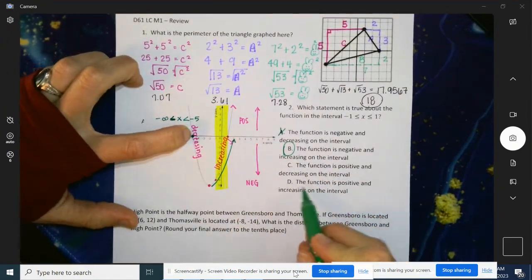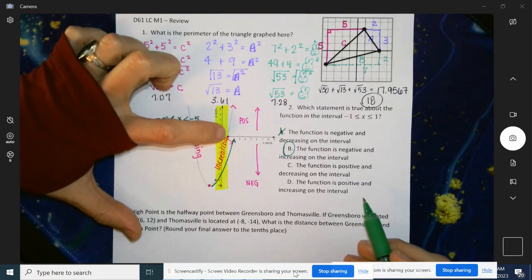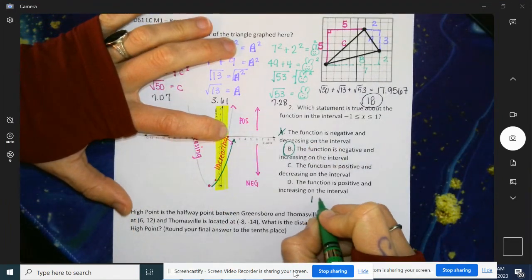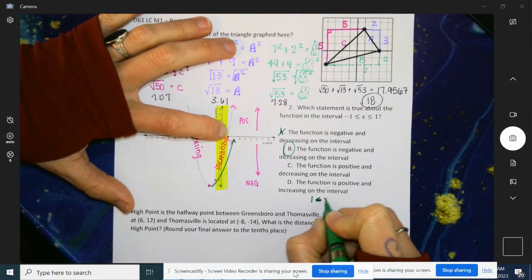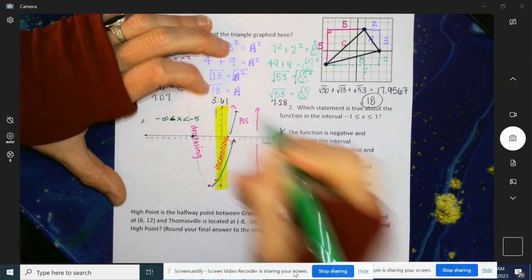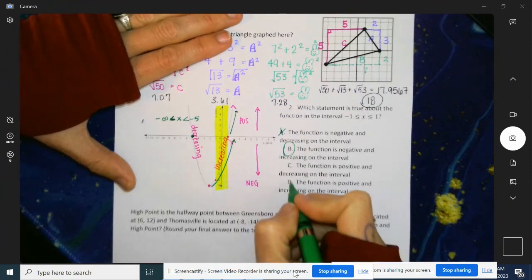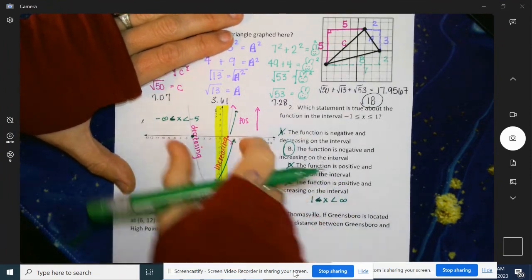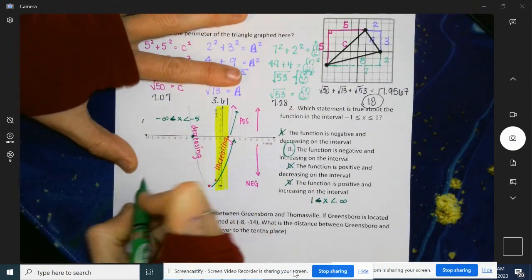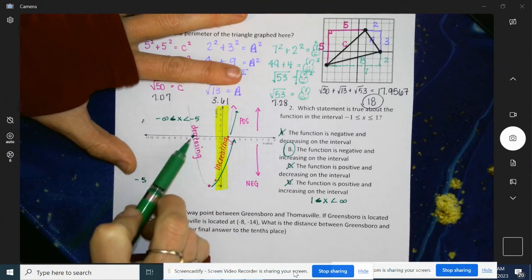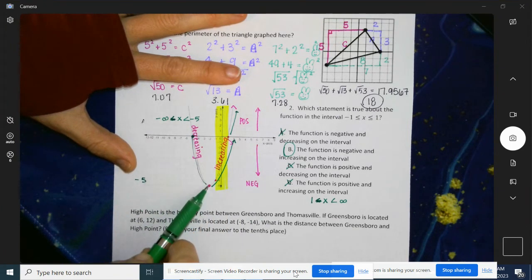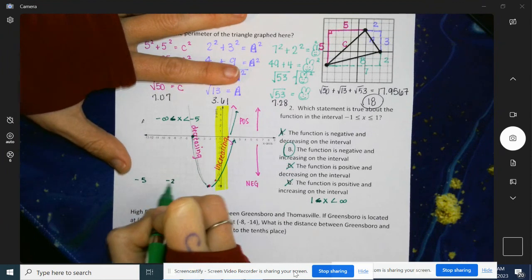Positive and decreasing. The function is positive and increasing. So positive again on the top of the x-axis would be from 1 to positive infinity. So this portion is positive and increasing. These guys are not the chunk we're looking at. We are looking at the negative for the increase. Negative decrease would be from -5, because that's where it starts to be negative below the x-axis, until it turns at -2.